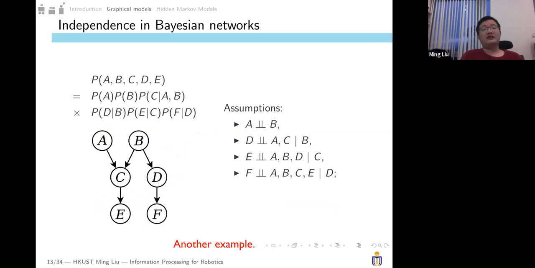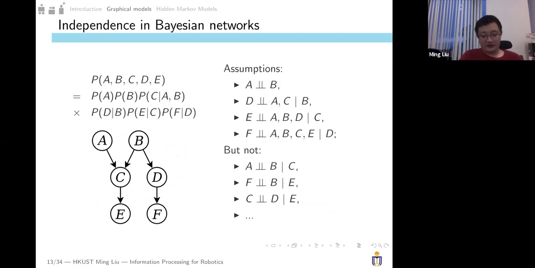Similarly, from other complex graphs, we can tell some assumptions from the graph. Also, we can translate from the graph to these assumptions. And we discussed several cases. Some of them can be easily seen, but some of them cannot. For example, these ones, right? Like given C, A and B are conditionally independent. So this is wrong, right?